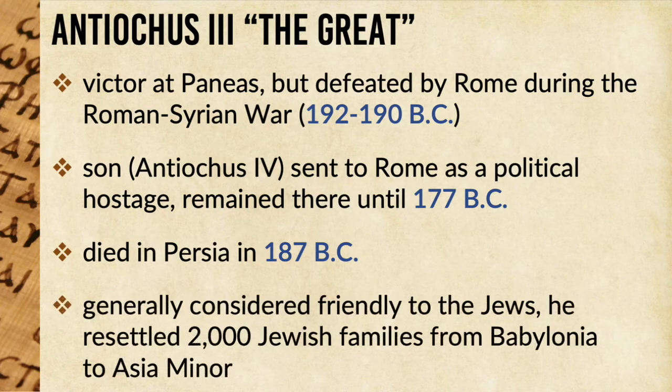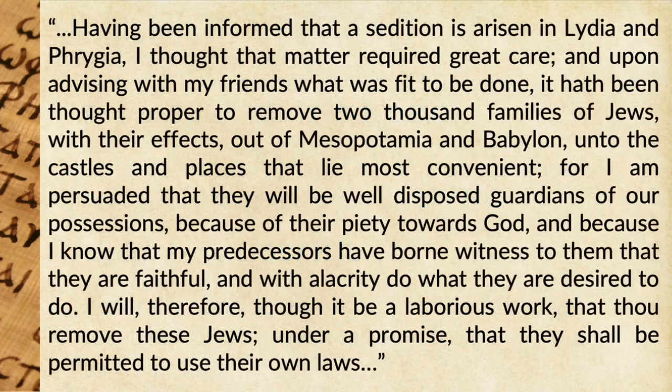Now, Antiochus III was generally considered friendly to the Jews. In fact, he resettled 2,000 Jewish families from Babylonia to Asia Minor. Let's read about that. This is what we can read. Having been informed that a sedition has arisen in Lydia and Phrygia, I thought that matter required great care, and upon advising with my friends what was fit to be done, it hath been thought proper to remove 2,000 families of Jews with their effects out of Mesopotamia and Babylon. So he doesn't take them out of Judah, he takes them out of Mesopotamia and Babylon, unto the castles, this is very old English, it's an old translation, and places that lie most convenient.